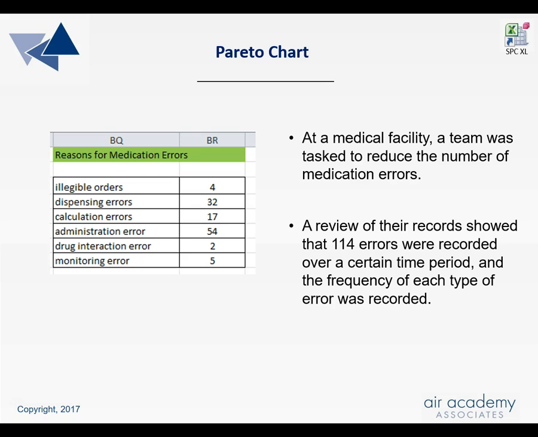So the reasons include illegible orders, dispensing errors, calculation errors, etc., as you can see in the table on the left. And the second column denotes the number of times they recorded an illegible order or a dispensing order and so forth. So there's two columns here. The leftmost column gives the category of interest. The rightmost column tells you the frequency or the number of times that category occurred.